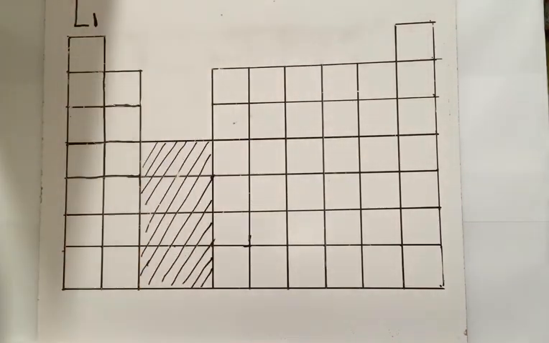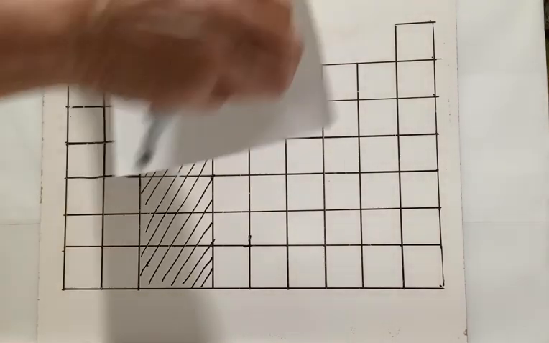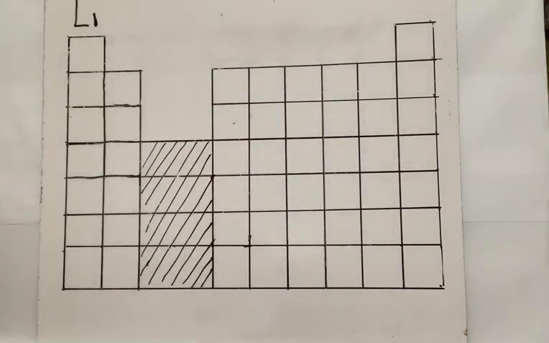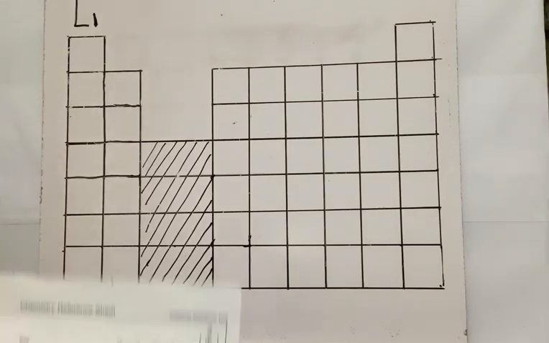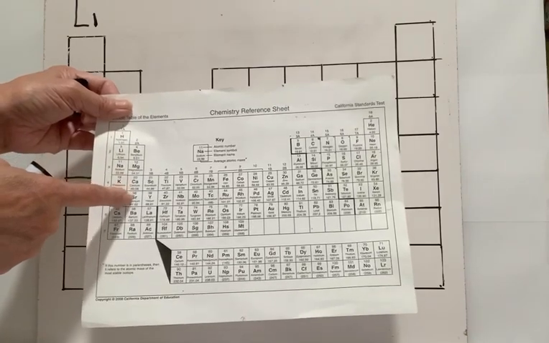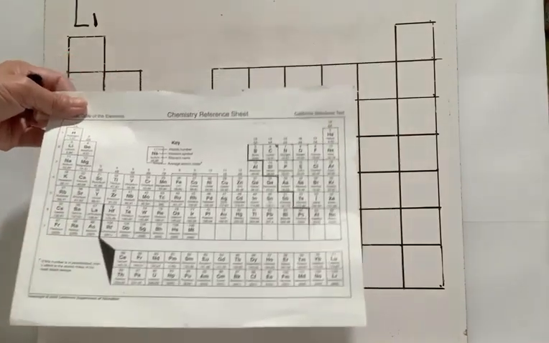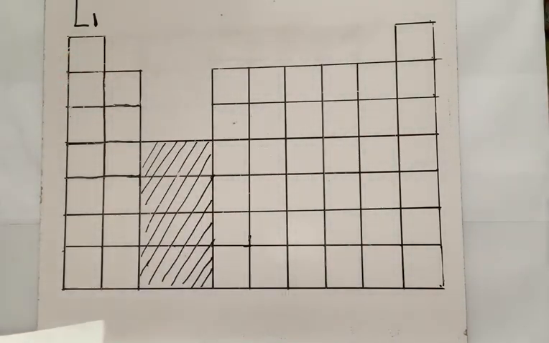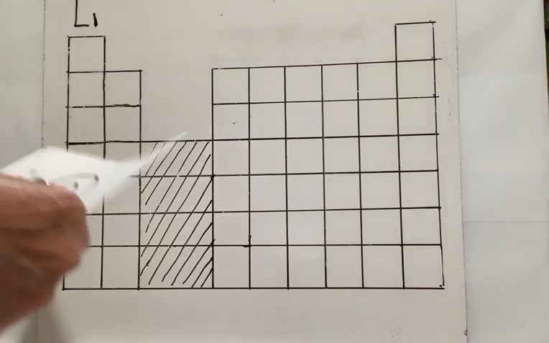Okay? So, let's proceed with the group 2A. In the periodic table, the group 2A elements are beryllium, magnesium, calcium, strontium, but we will only consider beryllium.